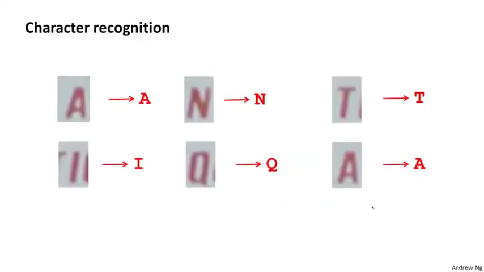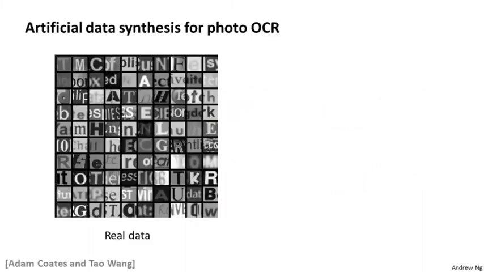To talk about the artificial data synthesis idea, let's use the character recognition portion of the photo OCR pipeline, where we want to take as input an image and recognize what character it is. If we go out and collect a large labeled dataset, here's what the dataset would look like. For this particular example, I've chosen a square aspect ratio, so we're taking square image patches, and the goal is to take an image patch and recognize the character in the middle of that image patch. And for the sake of simplicity, I'm going to treat these images as grayscale images rather than color images. It turns out that using color doesn't seem to help that much for this particular problem.